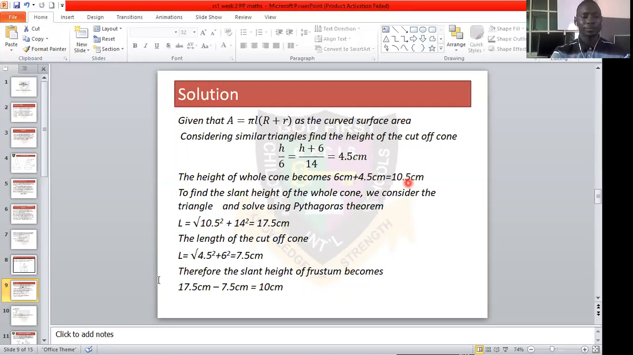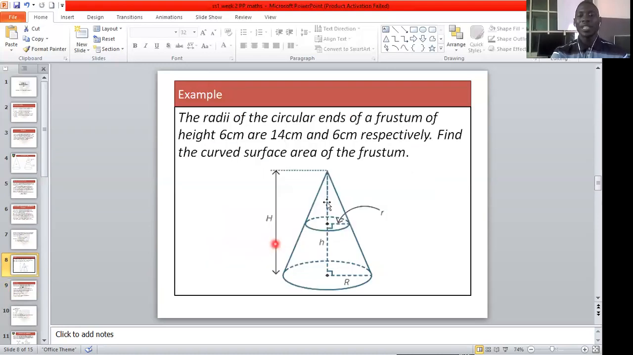Consider this. Take a look at the triangle of the diagram. We solved the height of the smaller cone to be 4.5, and the radius is given as 6 centimeter, and we solved the height of the whole cone to be 10.5, and the radius is given as 14 centimeter. Obviously, we can take this small right angle triangle here and solve it using Pythagoras theorem.